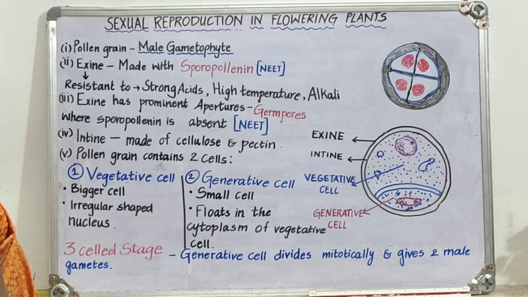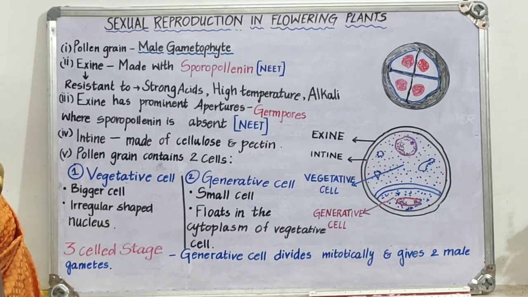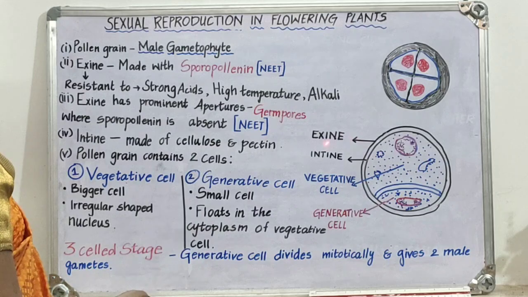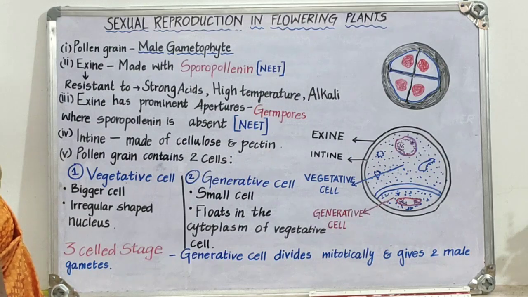So pollen grains are developed from 4 microsporangia. Pollen sacs are packed; inside the pollen sacs we will see pollen grains packed. So this is the structure of pollen grain, and here the outer layer is called exine. Exine is the outer layer. The inner layer is called intine. And if you see in this pollen grain, it has 2 cells. One is vegetative.